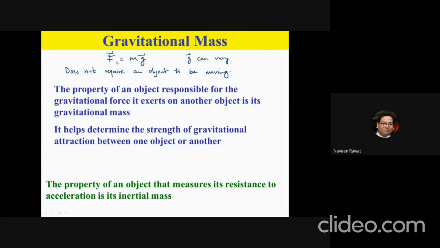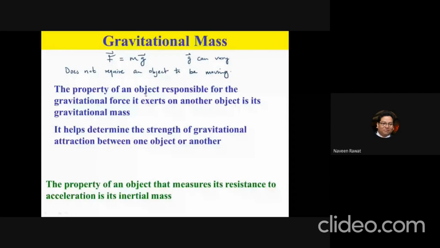So this mass that has to deal with the gravitational force, we define it as a property of an object that is responsible for the gravitational force it exerts on another object. That is what we are saying is the gravitational mass. If an object possesses some mass, because of that mass it is creating a gravitational force on another mass. That is a completely different way of interpreting what the mass is.